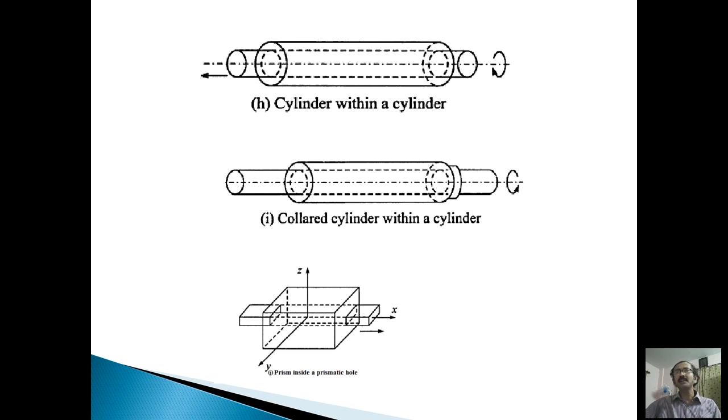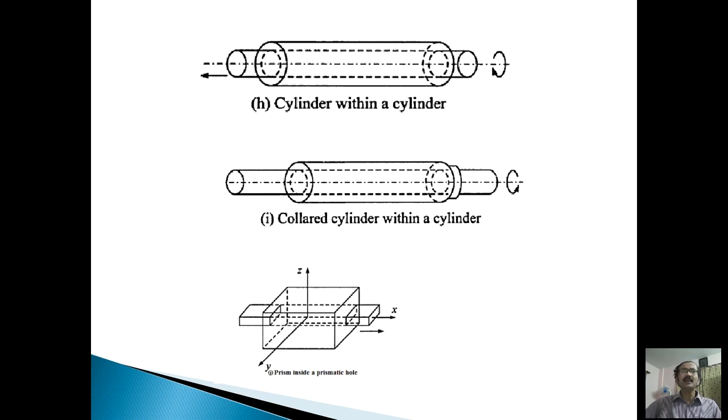And in the next diagram, that is the collared cylinder within a cylinder. So in this case, the number of resistance on the translatory motion is 3, and the number of resistance in the rotary motion is 2. So the total number of resistance is 5. So in this case, it is the class of pair 5 and the degree of freedom is 1.